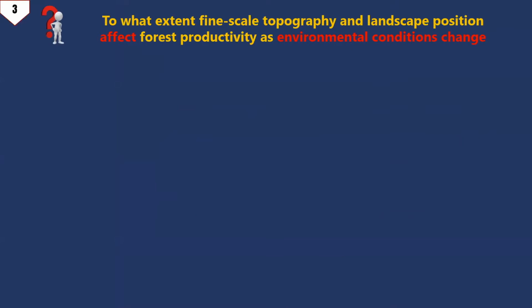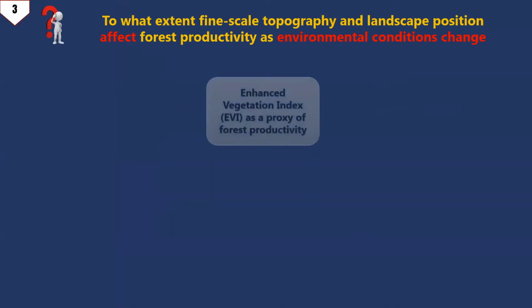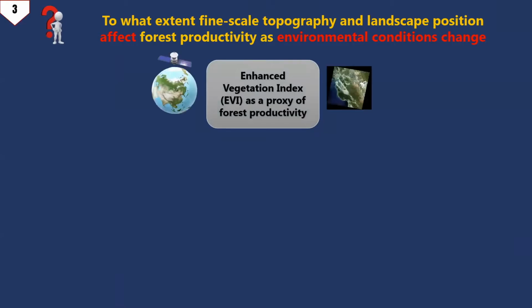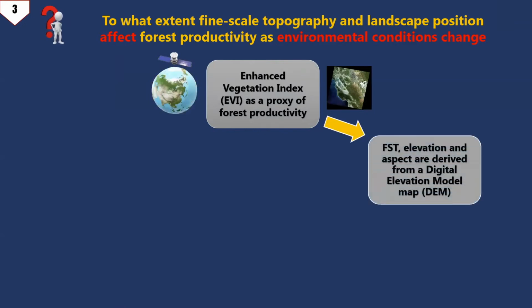There are different ways to answer this question. We chose Enhanced Vegetation Index, EVI, as a proxy of productivity. EVI values were obtained from Landsat images with 30-meter by 30-meter resolution and from 1984 to 2017. We further obtained topographical feature values.